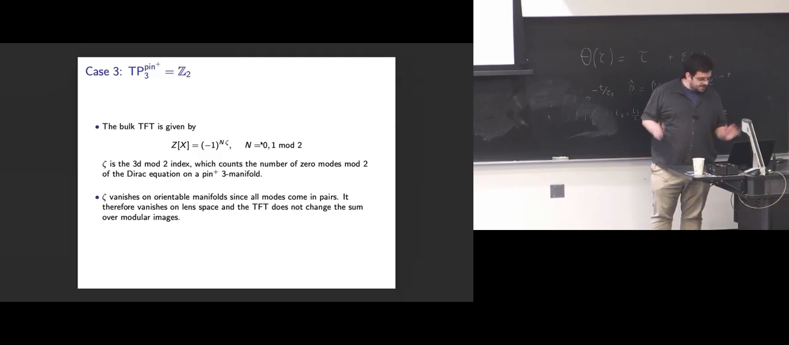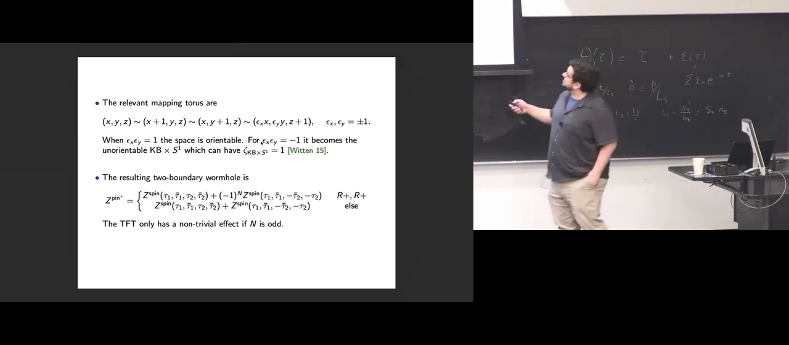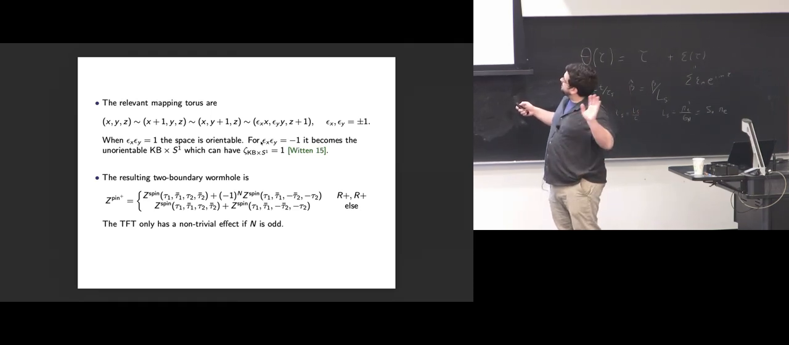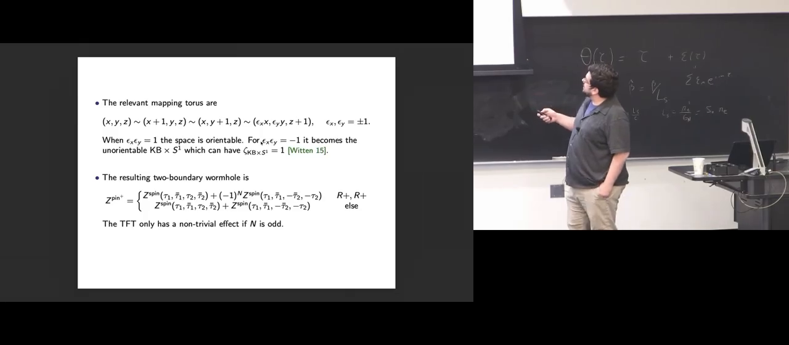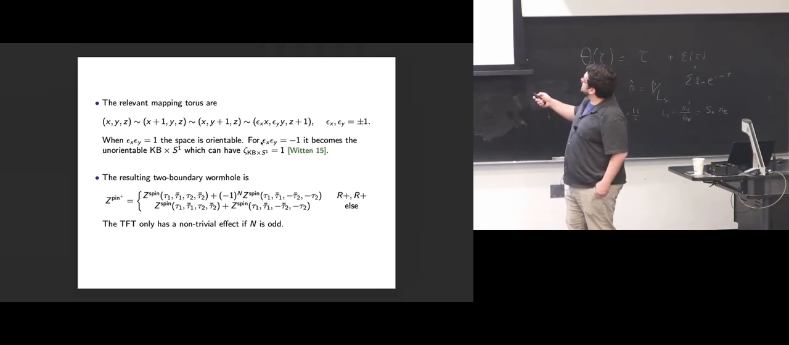So all the orientable spacetimes that appear will be unchanged. But now the relevant mapping torus. Here I call x and y the boundary directions and c is the bulk direction. Other than the cases with fermion parity, we have 4 mapping torus where x is periodic, y is periodic, and as we go from c to c+1, as we cross the wormhole, we can act with any sign of epsilon, either x or y.